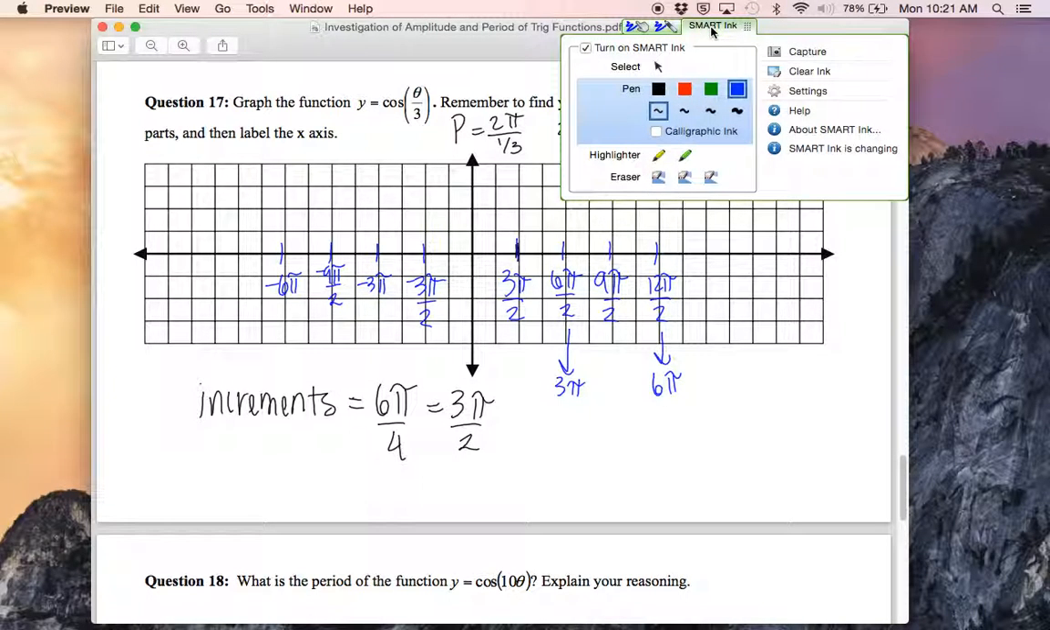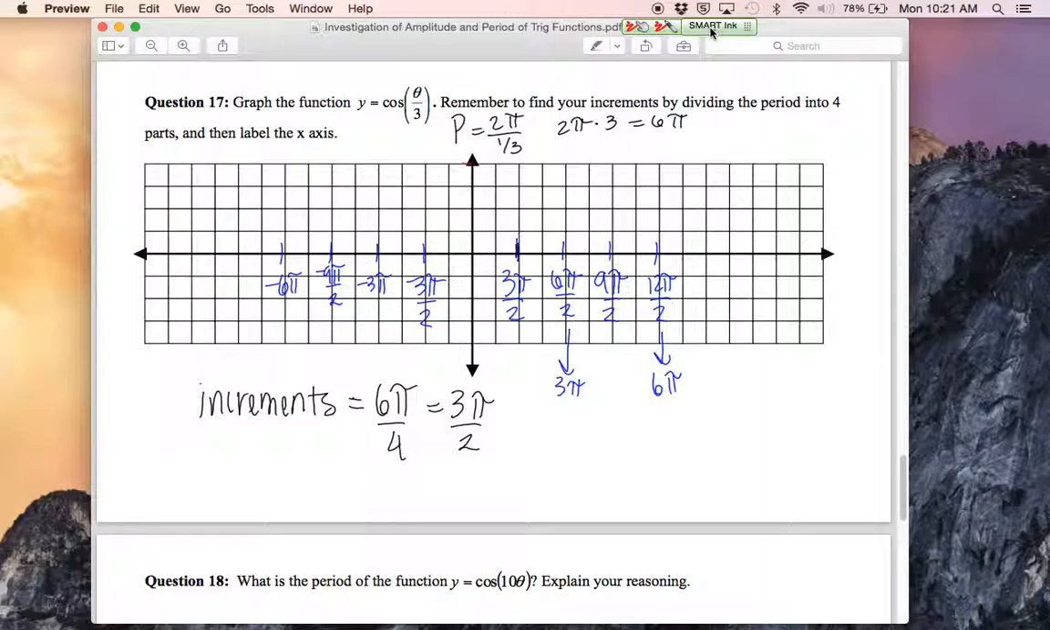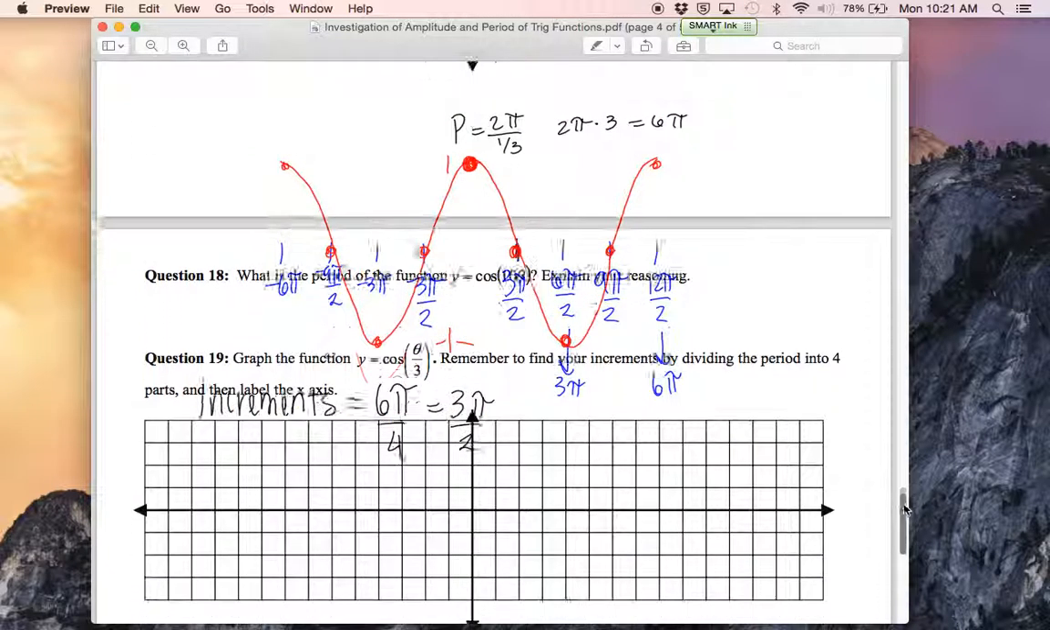Okay, amplitude. The amplitude hasn't changed, so my amplitude is just 1, and then it goes down to negative 1. Cosine starts up here at 1, goes down to 0, negative 1, 0, positive 1, and so on. And so here I have 2 full cycles of the cosine graph. And notice the only thing that's changed is my increments because the period changed. The period here is 6 pi instead of the normal 2 pi.